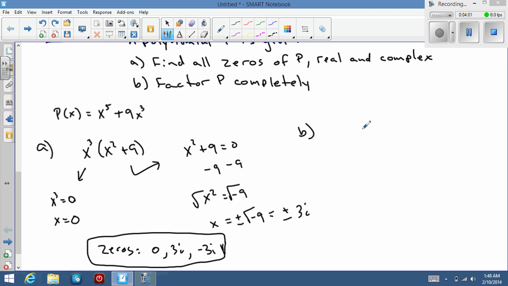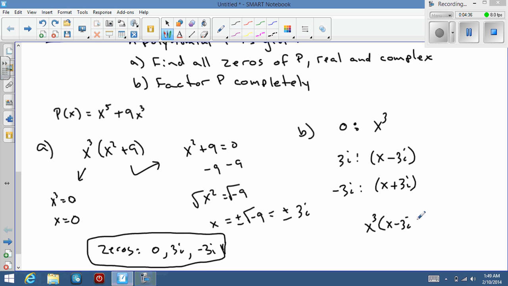For my part B, I'm going to take those zeros, and for the 0 value, I need to remember that that came from x cubed, so that's x cubed. For my 3i, I'm going to have x minus 3i, and for my negative 3i, that is going to be the opposite, so x plus 3i. So those are my factors, and I can write that out as x cubed times x minus 3i and x plus 3i. And those are my factors.